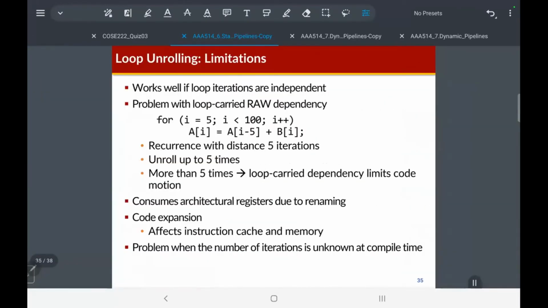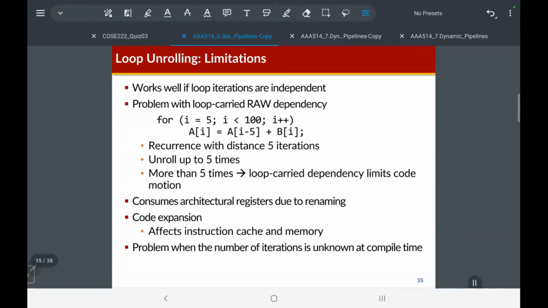And then the limitations. I already explained that the disadvantage of the loop unrolling is the register pressure, which means that the compiler needs to assign more registers in the unrolled loop. And then we can find other loop unrolling limitations. Actually, it's limitations by some applications.